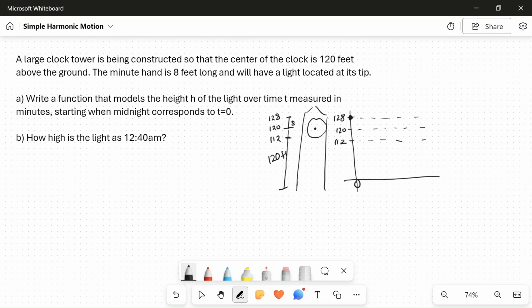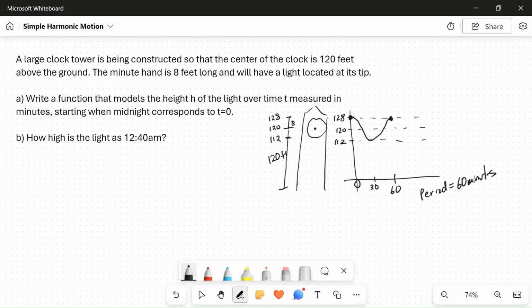And as the minute hand goes around, it's going to curve down until it hits the bottom. So when does it point straight down? After 30 minutes. And then when's it going to go back up? After 60 minutes. So we're going to have a graph that cycles every 60 minutes. And that should make sense, right? Because we're talking about the minute hand on a clock. So what's the period? The period is 60 minutes.